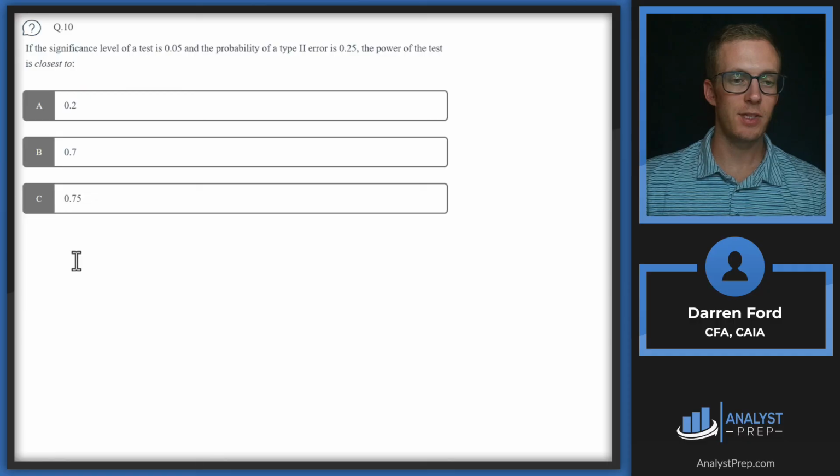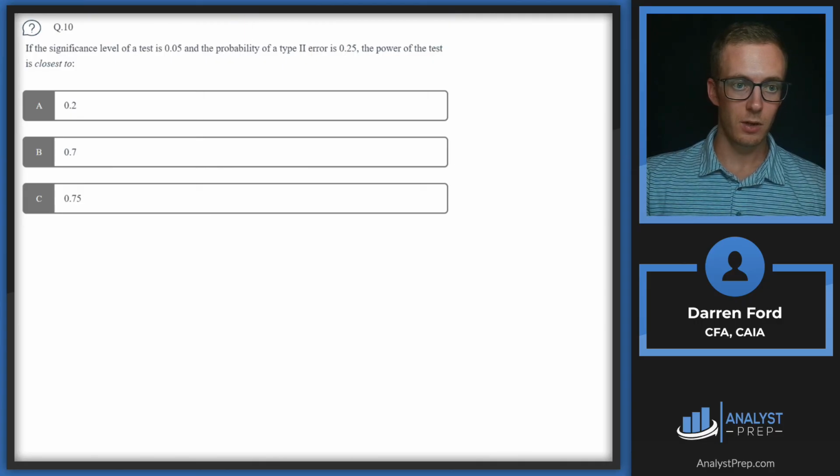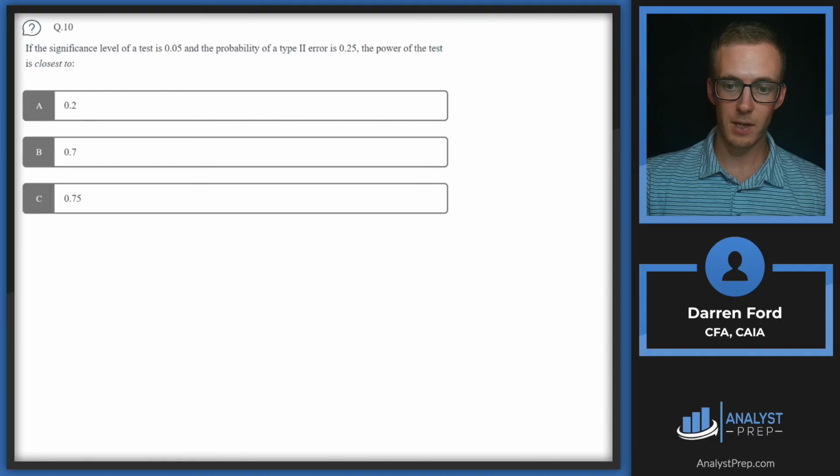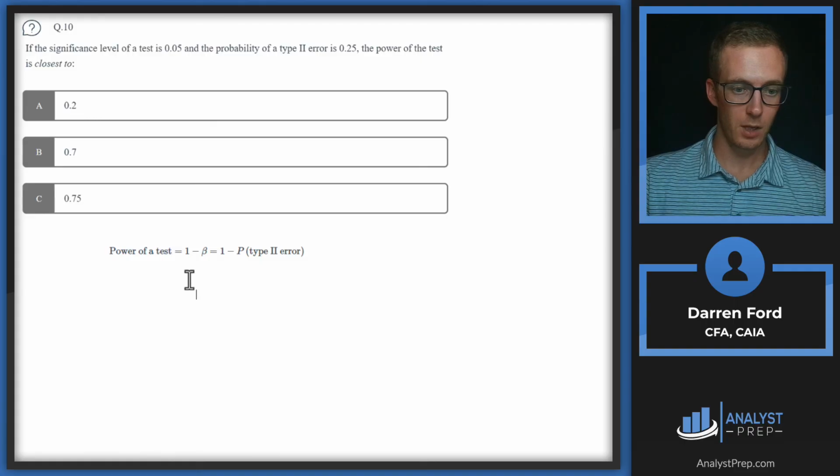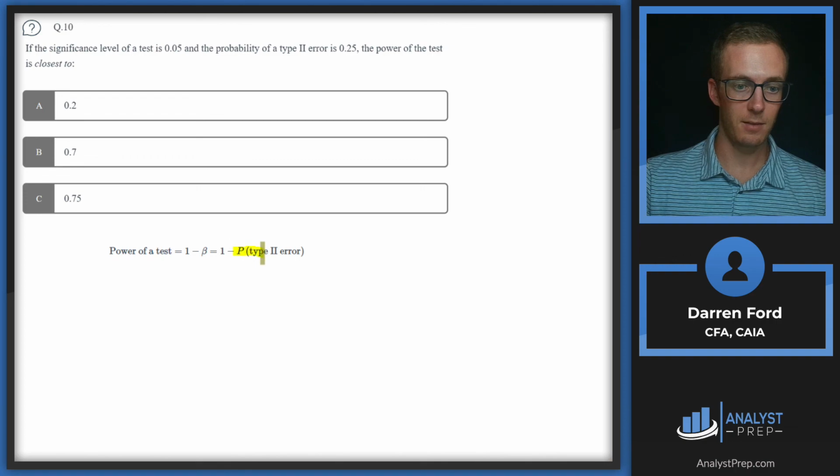Question 10. If the significance level of a test is 0.05 and the probability of a type 2 error is 0.25, the power of a test is closest to. So for this, we're going to be using that power of a test formula, which is really quite simple. It's just going to be our 1 minus p, and that p is just the probability of a type 2 error, which is going to be 0.25 in this instance. So we're just going to be doing 1 minus 0.25, which gives us 0.75, answer C.